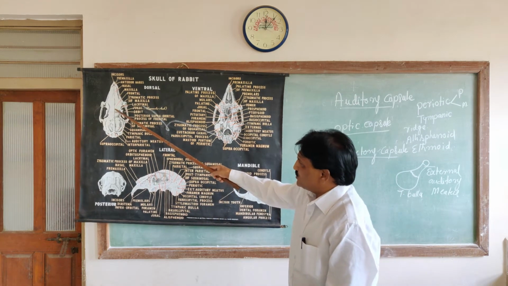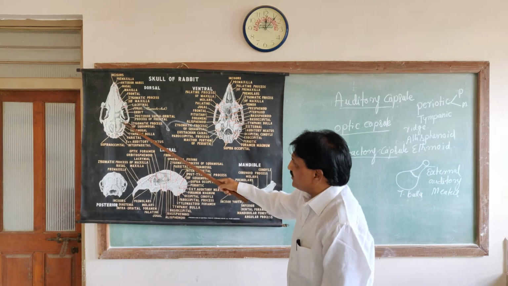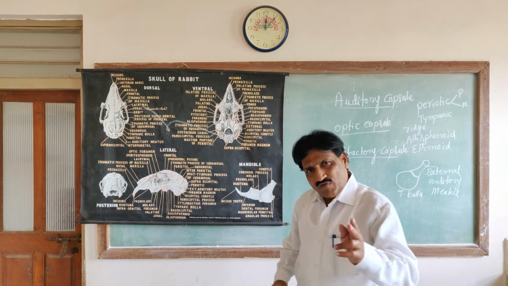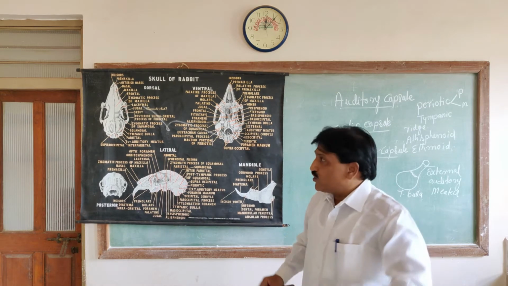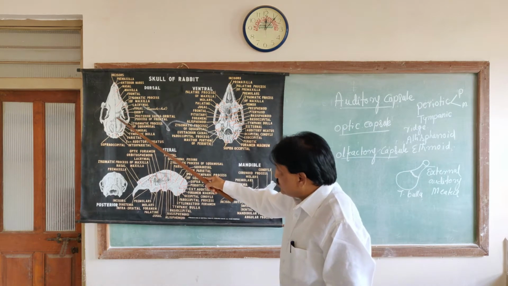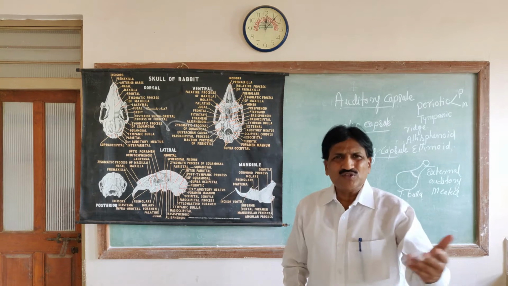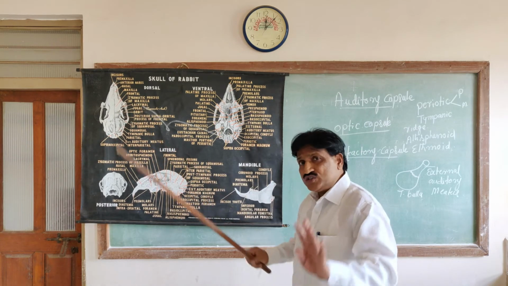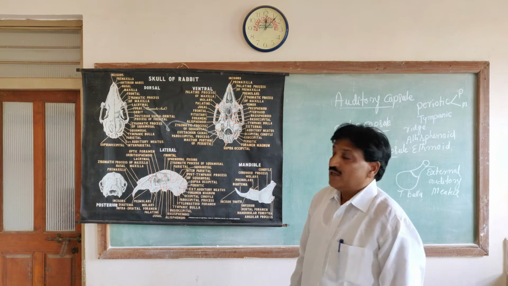The frontal bones are fused with the parietal bones, where we can find transverse sutures. The frontal bones are also fused together to form a vertical suture. That shows the fusion of the bones. Okay, two frontal bones on the dorsal side.